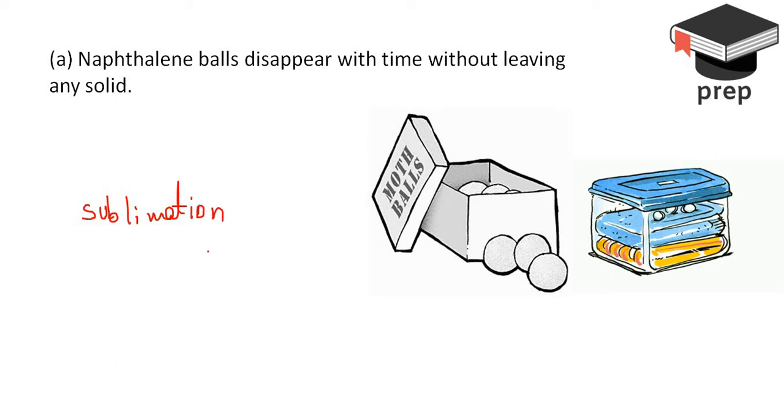As you guys know, sublimation is a process in which a solid directly gets converted into the gaseous form. So the same goes for the naphthalene balls. Naphthalene balls are sublimable substances that undergo sublimation. That means they get converted directly from solid to gaseous form without undergoing the intermediate state of liquid. So that is why they disappear with time without leaving any solid. I hope this part was clear.